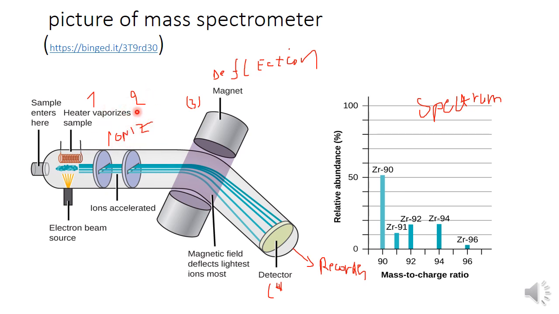Then this charge will move at high speed with a constant velocity to go into the third chamber, called the diffraction chamber. In this diffraction chamber we use a magnetic field. This magnetic field deflects the ions. If the sample is heavy, the deflection is less. If the sample is lighter, the deflection is the most.